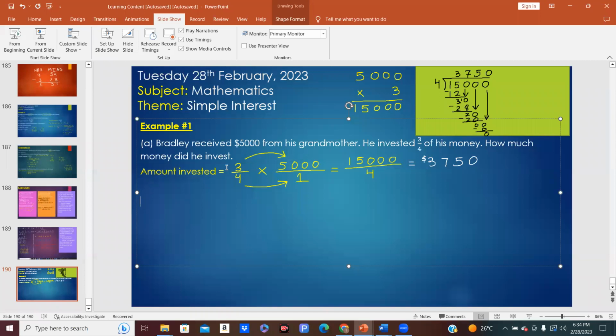So for part B, the question says, Bradley invested the money for 2 years at a simple interest rate of 5% per annum.